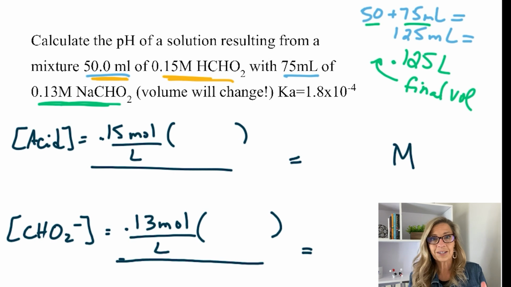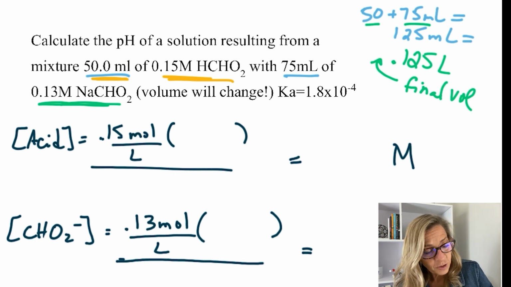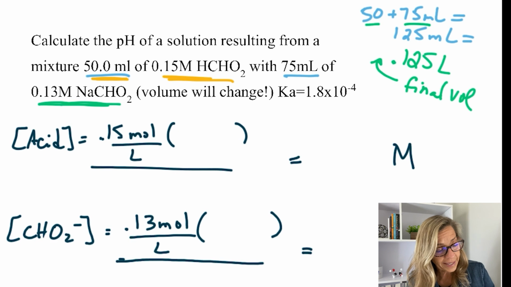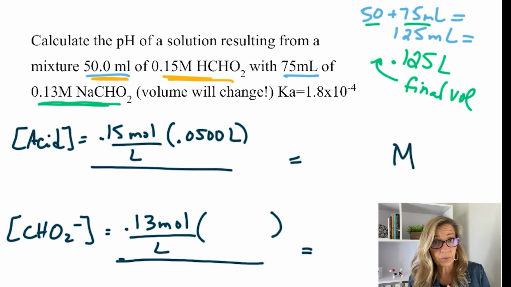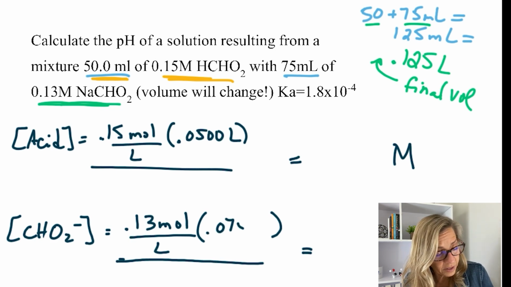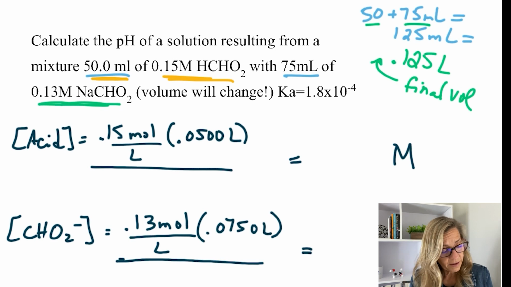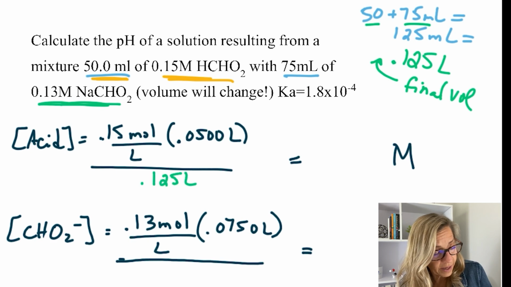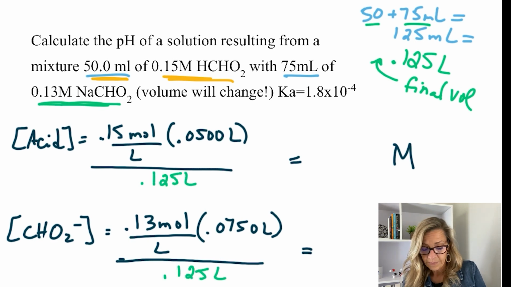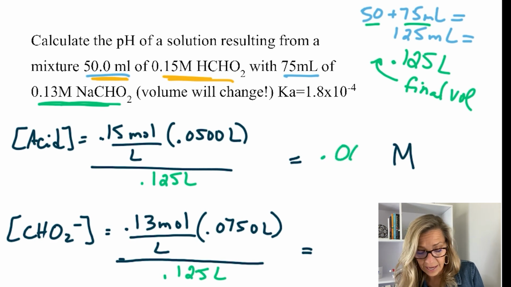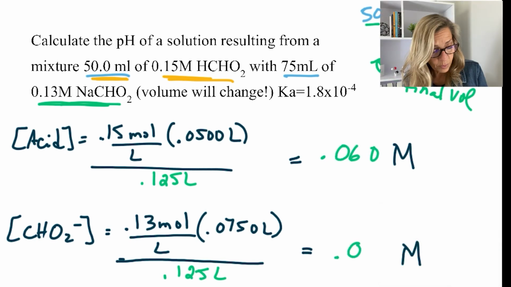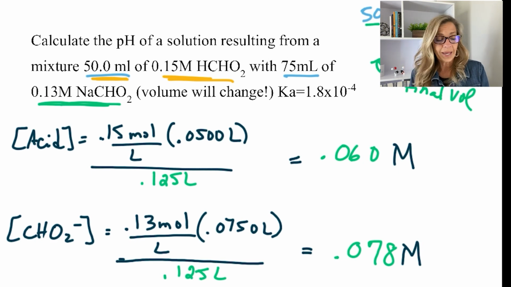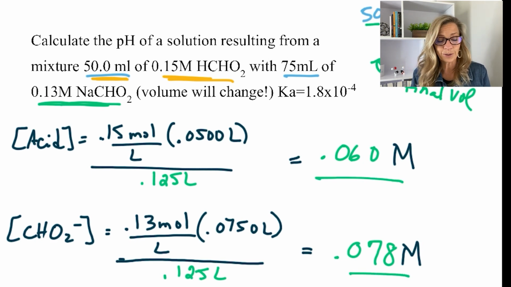All right, so we're going to have to adjust the concentration by that. So what are we going to do? We've got the concentration of acid times its volume, and that's 50 mL. We have to convert that to liters. The base, we've got 75 mL of that. And then we've got to divide by our new volume, 0.125 liters. So our new concentrations of the acid, 0.060 molar, and the base, 0.078 molar. So we had to do all that work just to get those two concentrations.